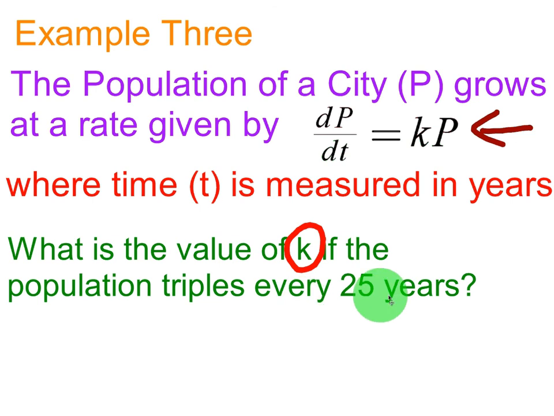If the population triples every 25 years, so a couple more keywords to underline. The population triples, and how often does it triple? It triples every 25 years. So we're solving for k given that it triples every 25 years. This is going to be an interesting question. We're going to use the formulas that we've derived already to solve it.